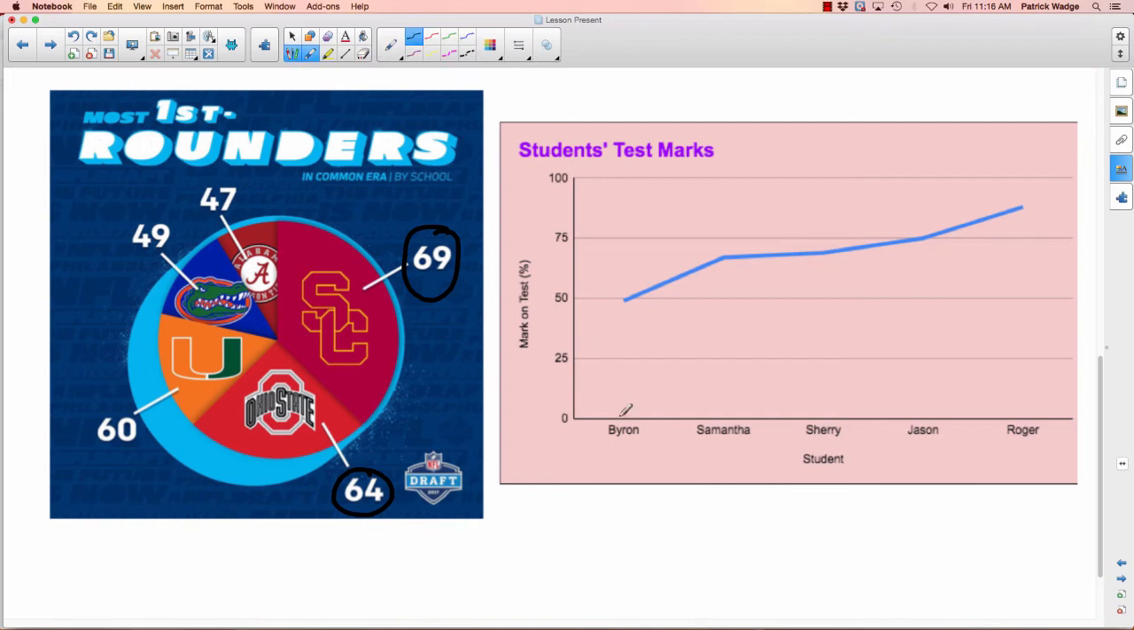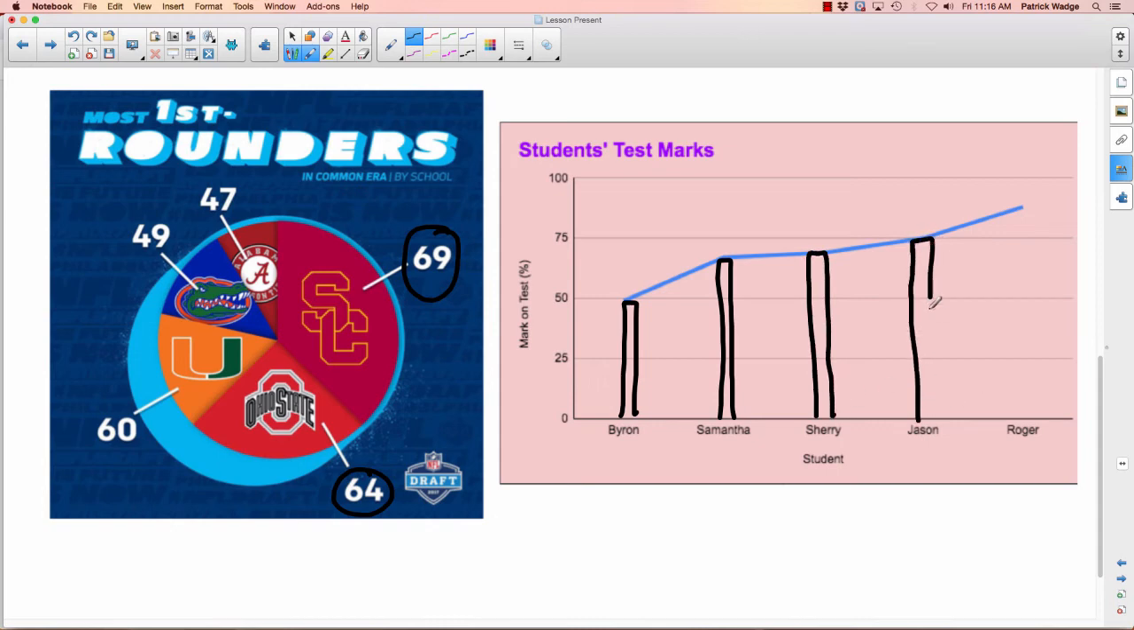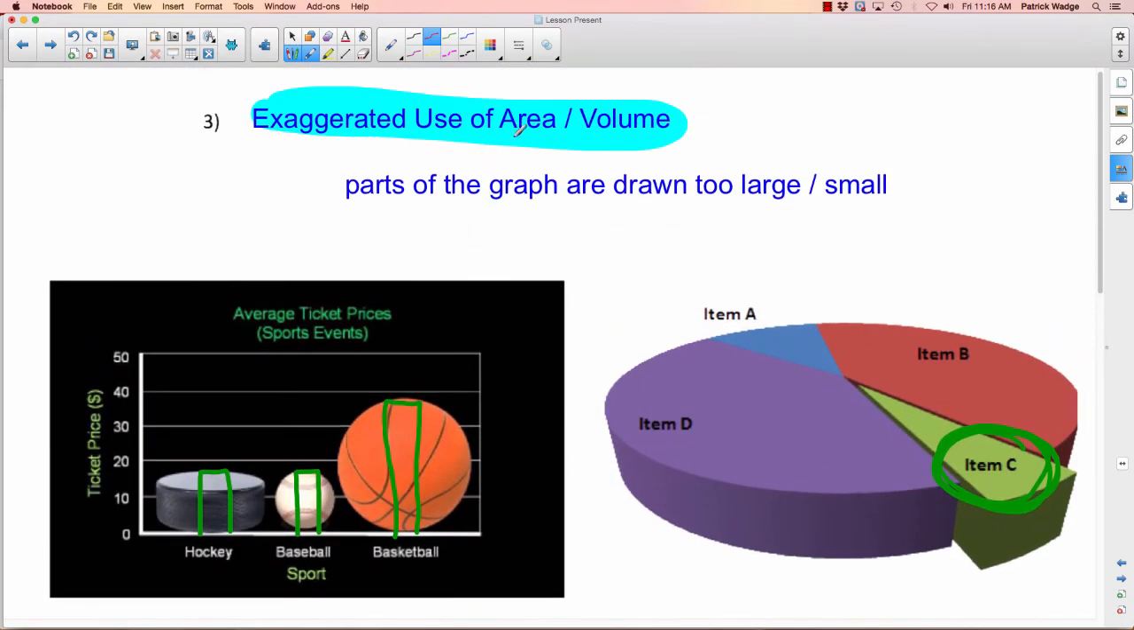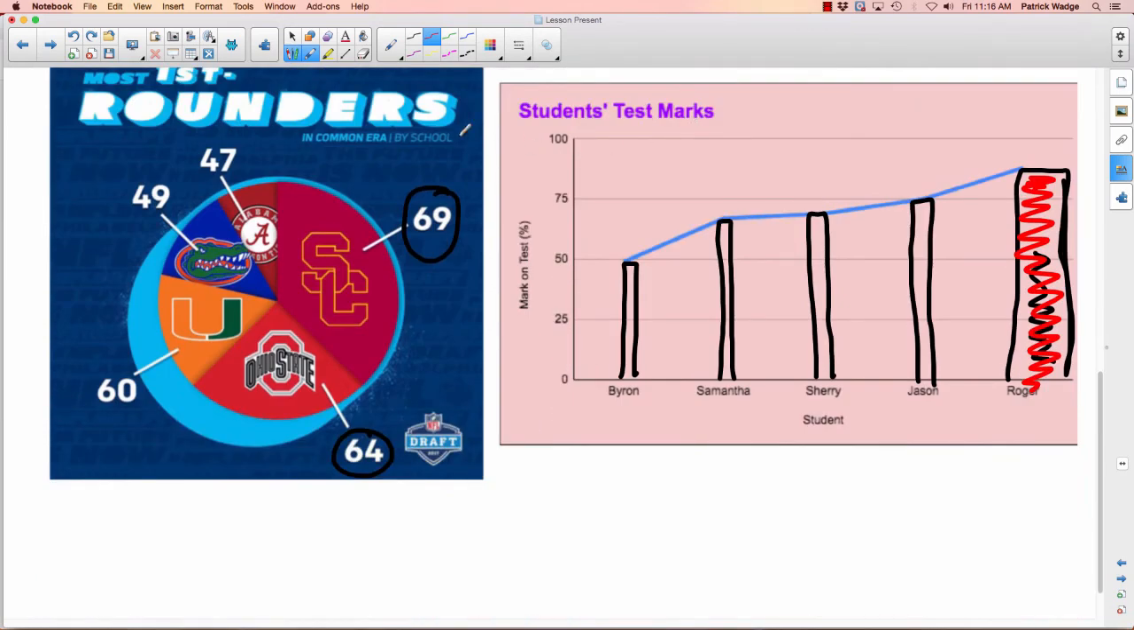You should have had one bar for Byron, who got around 50%. One bar for Samantha, who got around here. One bar for Sherry. One bar for Jason. And one bar for Roger. And by the way, I'm going to do something wrong here. Whoops. What did I do wrong there? It's not fair to make one bar wider and maybe a different color than everyone else. No, you can't do that either. That's going back to this one. We're exaggerating one part of the graph. So anyway, bar graph here, not a line graph.